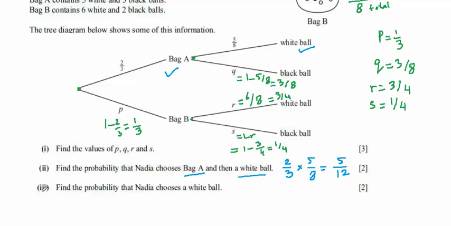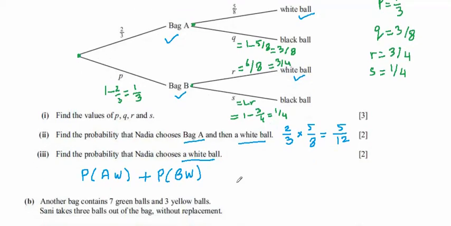And then the last part, find the probability that Nadia chooses a white ball. Here the bag is not mentioned. It means the white ball will be either taken from A or the white ball is taken from bag B. So first from A and white, or from B and white. If I write in detail, it will be probability of bag A and then white, plus probability of bag B and white.